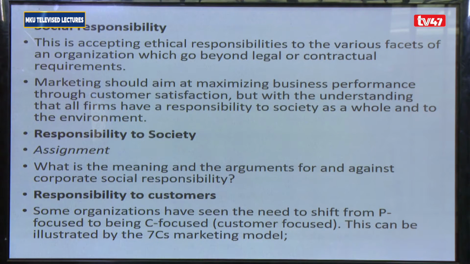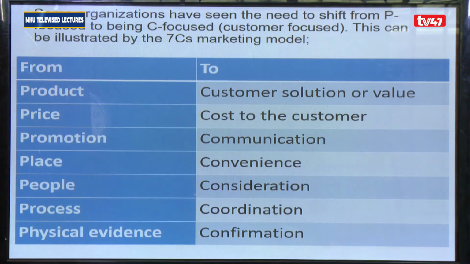And how do we do that? How do we shift from one to the next? So we shift from product, we go to customer solution of value. So it is not just about product. It's about your customer. What value does the customer receive from the product that you're selling to them? And then we shift from price. That we are so focused on price competition, we are going to lower our price. No, we shift from price and we move into cost to the customer.